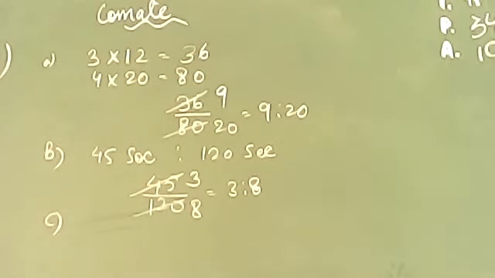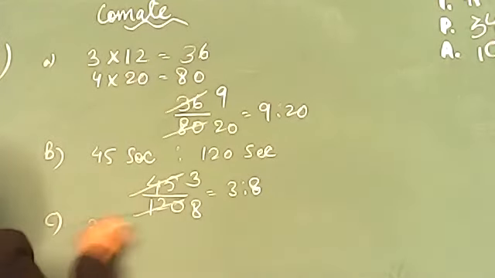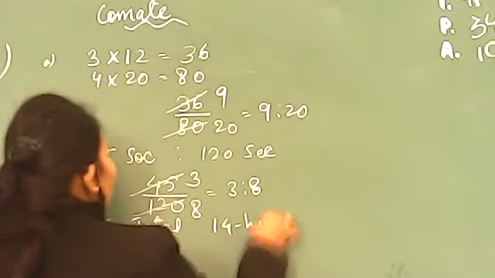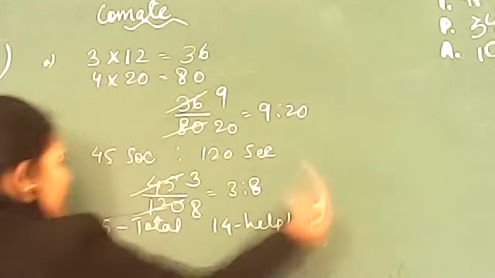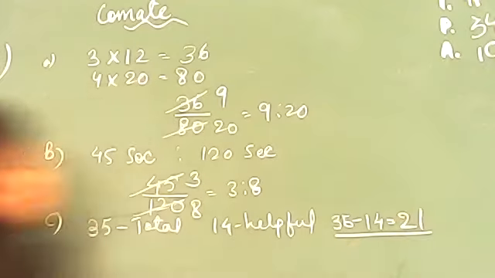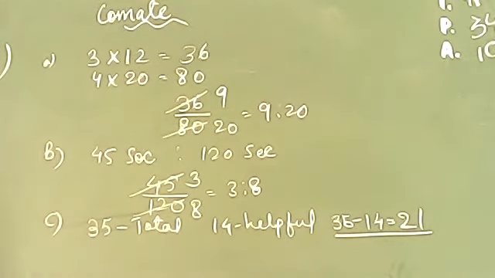Question C is telling here, out of 35 children in a class, 14 are very helpful and the rest are non-helpful children. So out of 35, 14 are helpful. Can you tell me how many are not helpful? 21 are not helpful? Yes. See, 35 are in total, 14 are helpful, the rest will be not helpful. That will be 35 minus 14, which will give you 21. 21 have come who are not helpful.